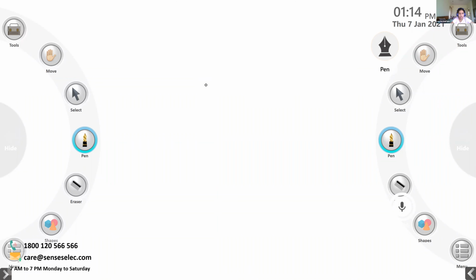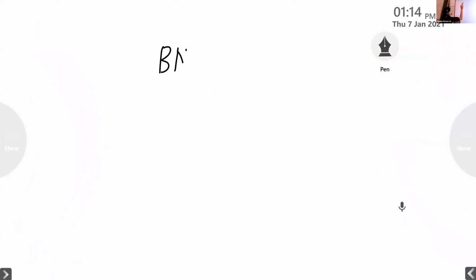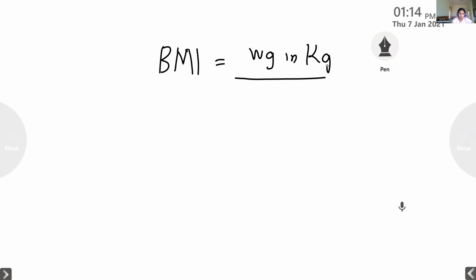Yes, ma'am. Okay. What's the equation for finding BMI? Weight in kilogram by height in meters. Meghna, complete the equation. Height in meters. That's it. No, we should square it. Very good. Height in meter square.